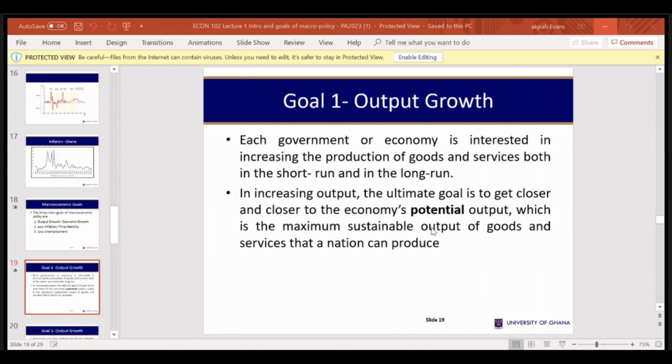But here we are talking about when you put all your resources into effective use, what you can produce for a longer period, something that's sustainable, not something I produce and the following year it goes down. So potential output is the maximum sustainable output of goods and services that a nation can produce. When you put all your resources into effective use, the highest rate you can reach is what we are talking about as potential output.